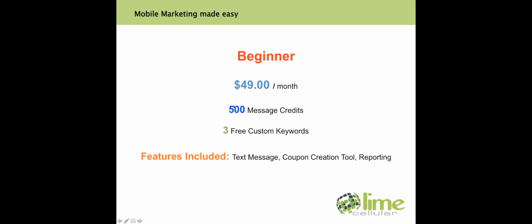Now, what's great about this is the profit margin. Let's say they use all 500 credits, right? So you're paying a penny per message plus $4 a month per active client. So if this restaurant were to use all 500 messages, it would cost you $9. You're making a $40 profit on a $49 plan. That is very hard to find in any other industry at all.